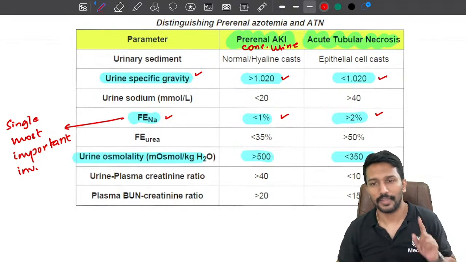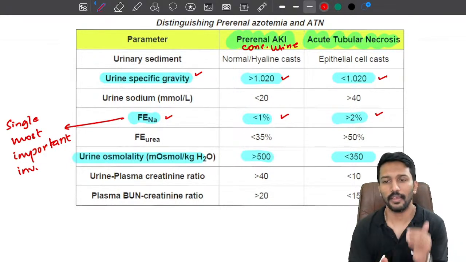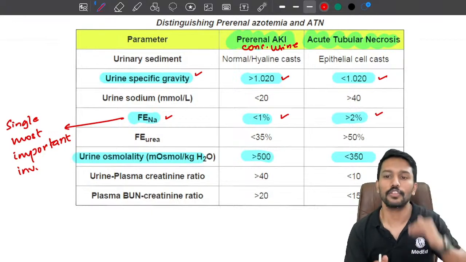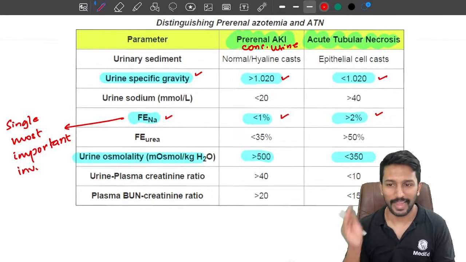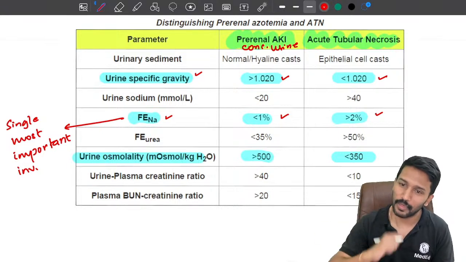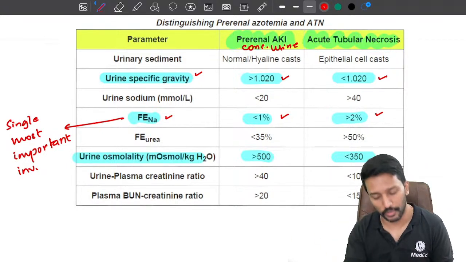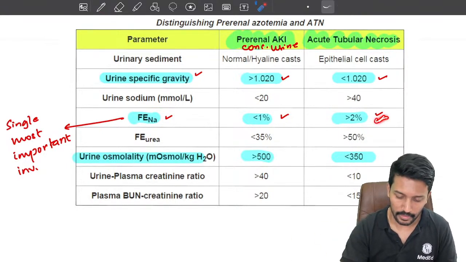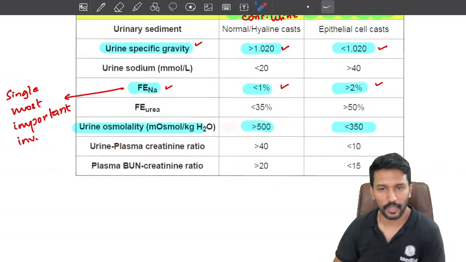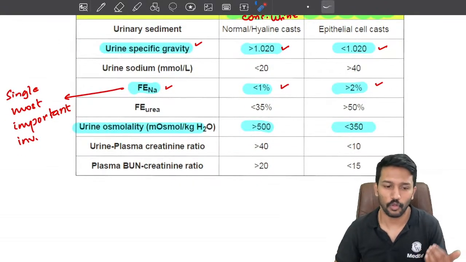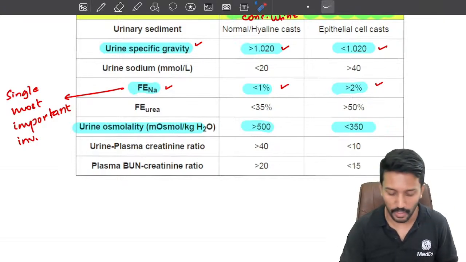That is FeNA, and that is why, just remember, pre-renal AKI, activation of RAS, increased sodium reabsorption. Acute tubular necrosis, no activation of RAS and damage to tubules, so sodium reabsorption will be impaired, you will lose more sodium. That is why FeNA will be high in case of acute tubular necrosis. Okay. The third one, urine osmolality. If the urine is highly concentrated, obviously urine osmolality will also be high, right?